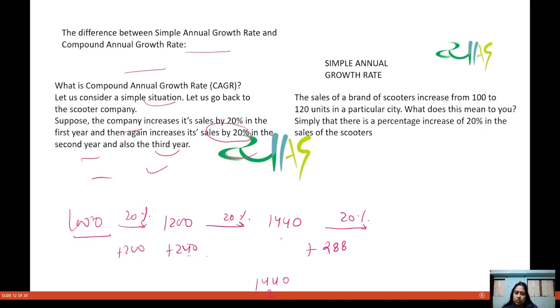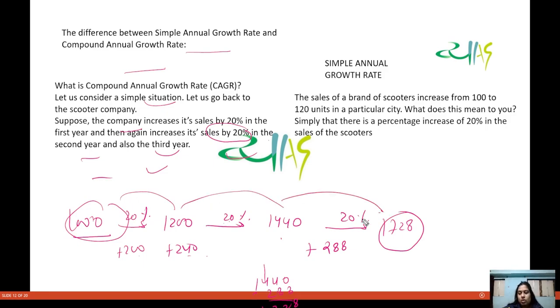So this comes to 1440, and you will add 20% more here, which is 288. So just add 288 to 1440, and you will get 1728. So how much interest rate are you getting? Basically 72.8%. So this 20 plus 20 plus 20 is not 60%. Your compounded annual growth rate for 3 years is 72.8%.